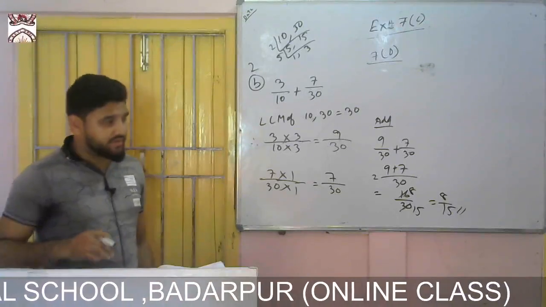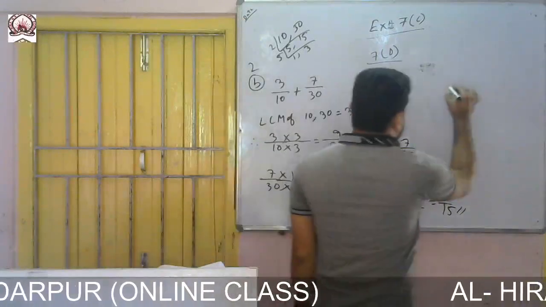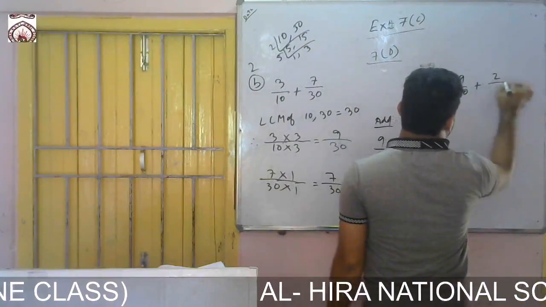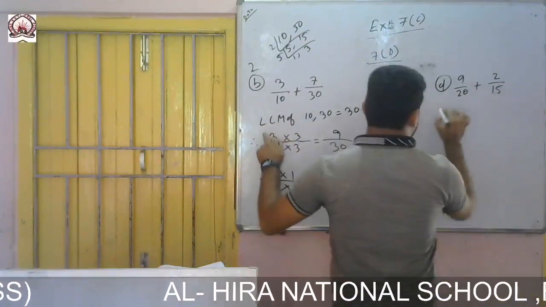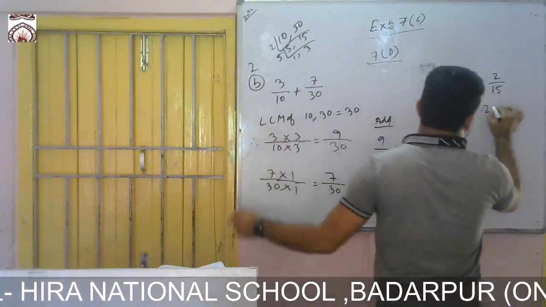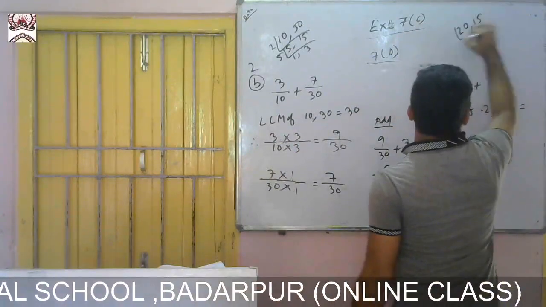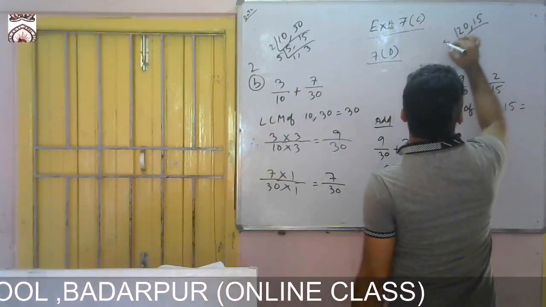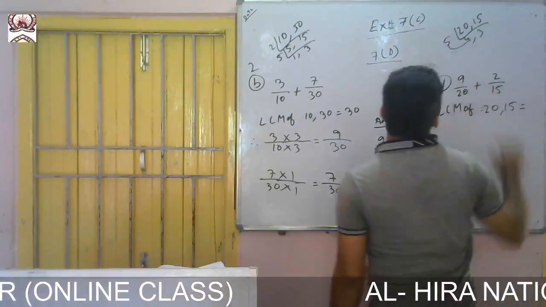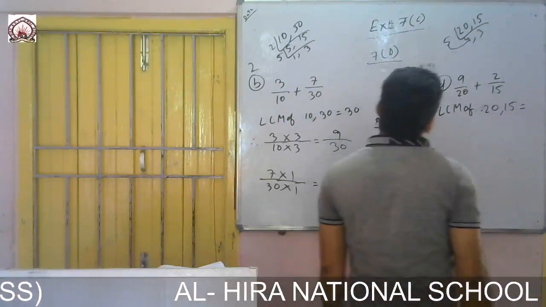Now come to D. 9 by 20 plus 2 by 15. 9 by 20 plus 2 by 15. Question number D. 9 by 20 plus 2 by 15. Write LCM. LCM of 20 comma 15 will be what? With 5, 5 4s are 20 and 5 3s are 15. So 5 times 4 times 3 is 60.